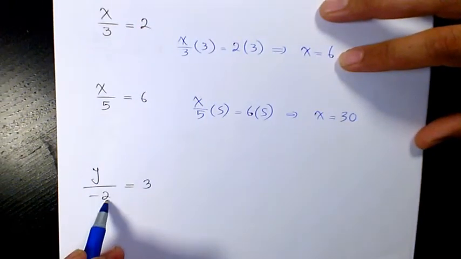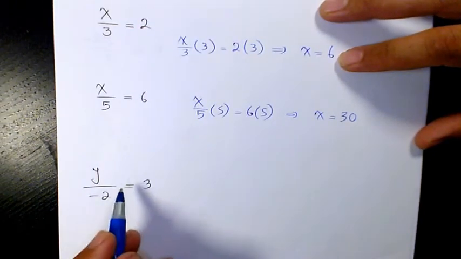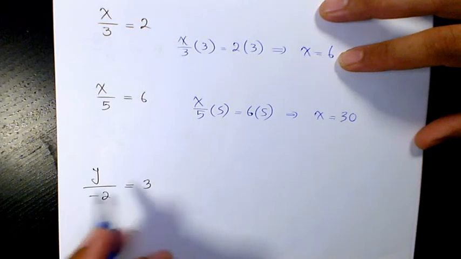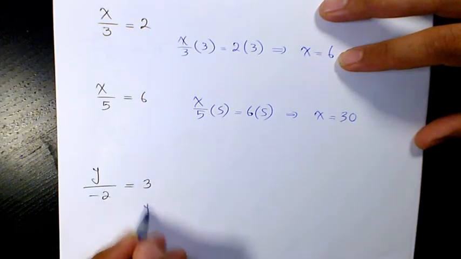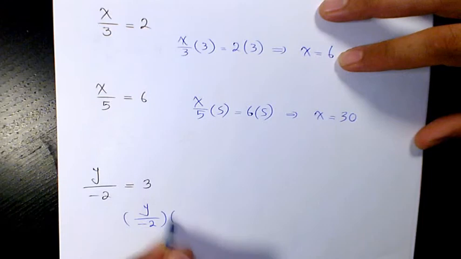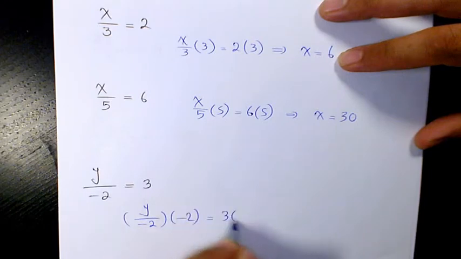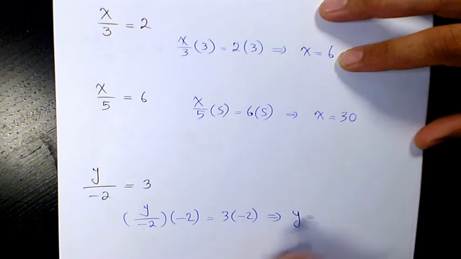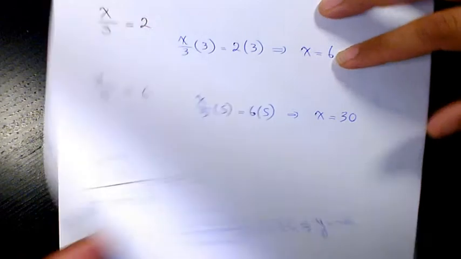Y divided by negative 2 equals 3. So in order to isolate it, we need to multiply both sides by negative 2. So we have y over negative 2 times negative 2, and 3 times negative 2. These two cancel out. We have just y. 3 times negative 2 is going to be negative 6. So y will be equal to negative 6.